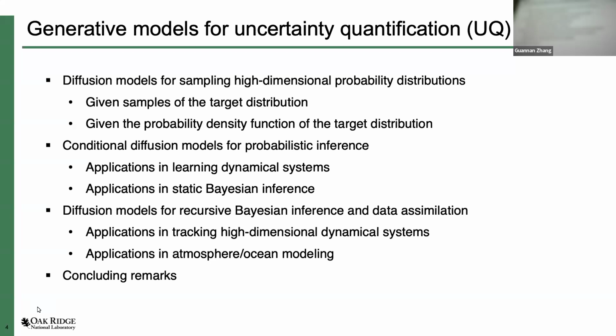And the next one is to move from static Bayesian to dynamic Bayesian or recursive Bayesian, which is the data assimilation problem. In this setting, we also use the training-free strategy to be able to track very high dimensional dynamical systems, like high dimensional and chaotic dynamical systems. And we try to apply our methods to some benchmark atmosphere and ocean dynamical systems.